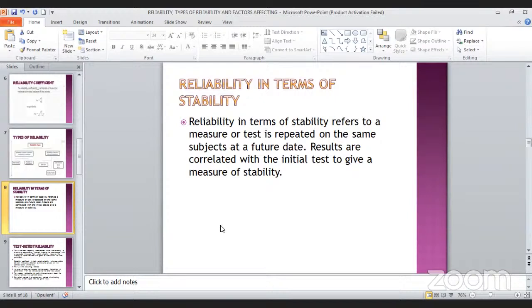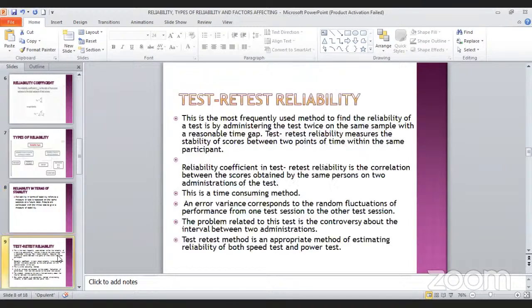In case of this external consistency, we are dealing with the external factors that may affect the reliability of the test. And in case of internal consistency, we are dealing with the internal content, that is the items of the test. Because the test is made up of items, so these are the internal parts of the test. In case of external consistency, we are dealing with the temporal stability of the test. So the first type is the test-retest reliability.